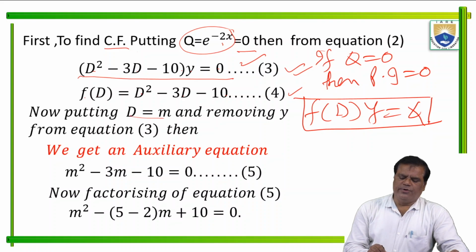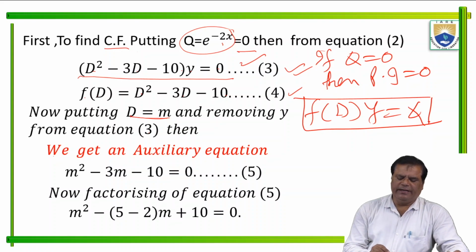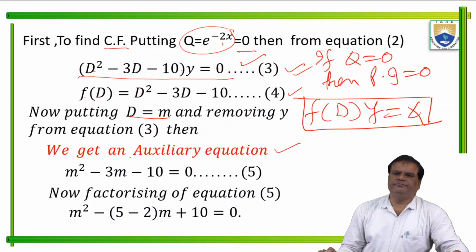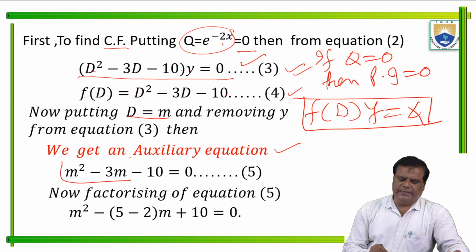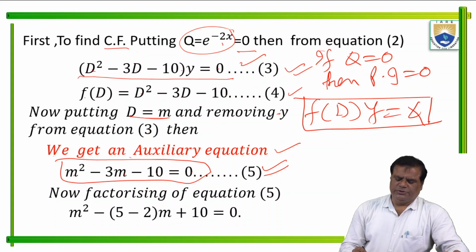Now putting D equal to m and removing y from equation 3, we get an auxiliary equation. So this is an auxiliary equation. Putting D equal to m here and removing y from equation 3, m² minus 3m minus 10 equal to 0. This is equation 5.